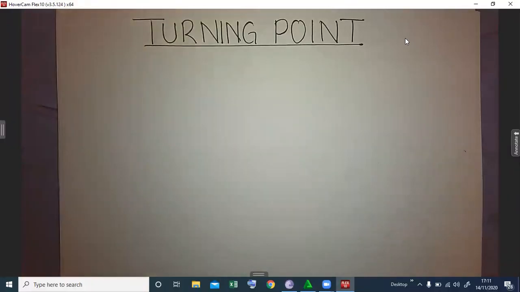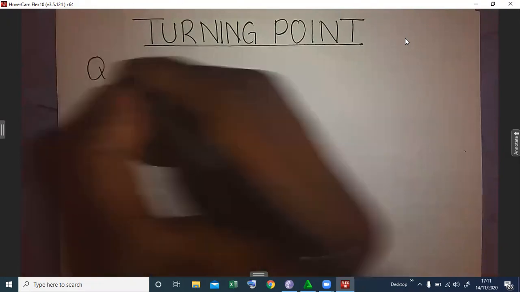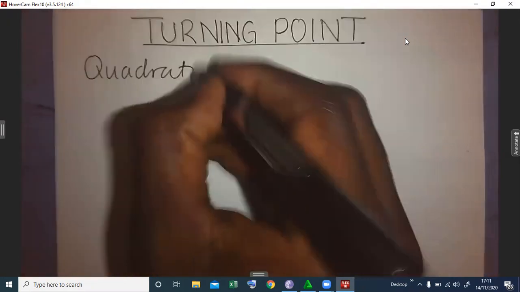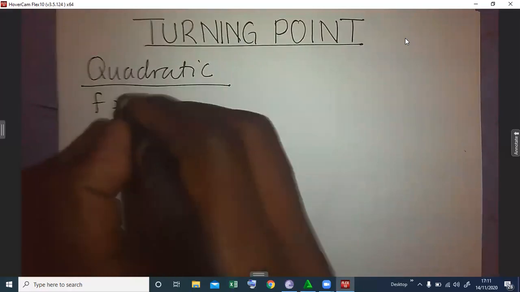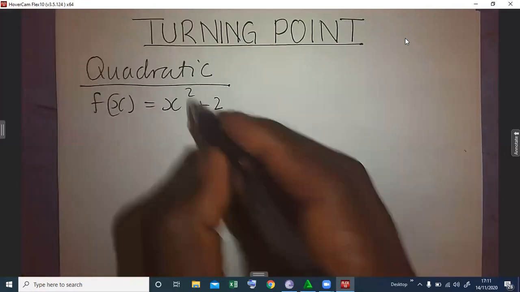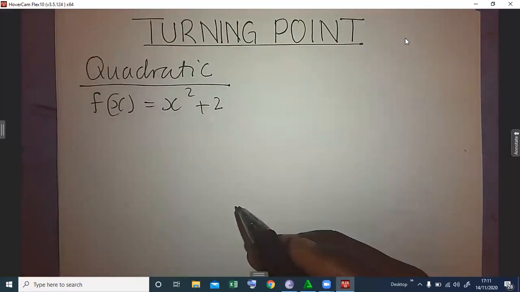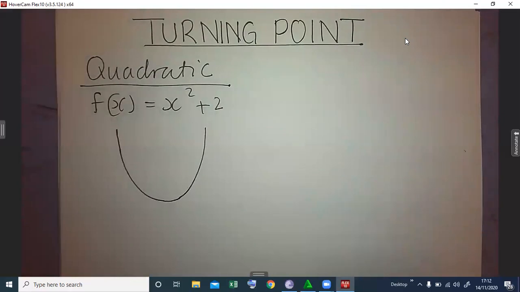Today, we are looking at the turning point of a function. When we talk about a turning point, we mean it in different graphs. For example, when you have a quadratic function, for instance, f(x) is equal to x squared plus 2. This is a quadratic function. This function can give us a curve like this one.